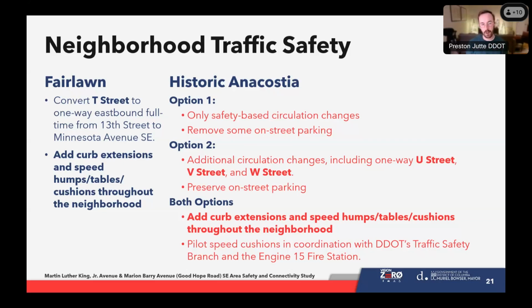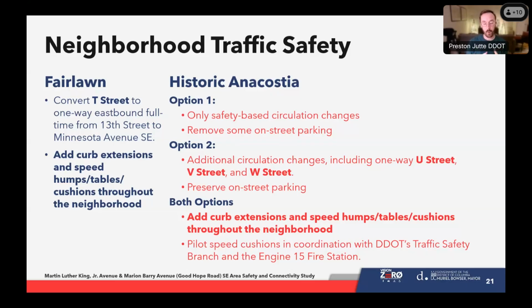And I want to be really clear across both of these options in Fairlawn and both options in Anacostia, safety is not an option, right? We are going to be adding curb extensions and speed humps, tables, or cushions throughout the neighborhoods so people can make safer turning maneuvers through clear and visible intersections and see each other safely navigating. And we're going to slow people down, right? People should not be speeding through this neighborhood. It's a residential area. They should be going the speed limit, which in a residential neighborhood is 20 miles per hour. If you're going faster than that, you're not operating safely. And so we want people to operate safely.